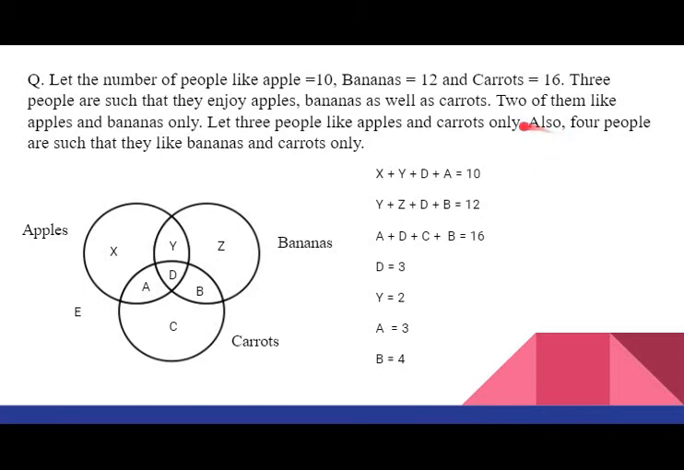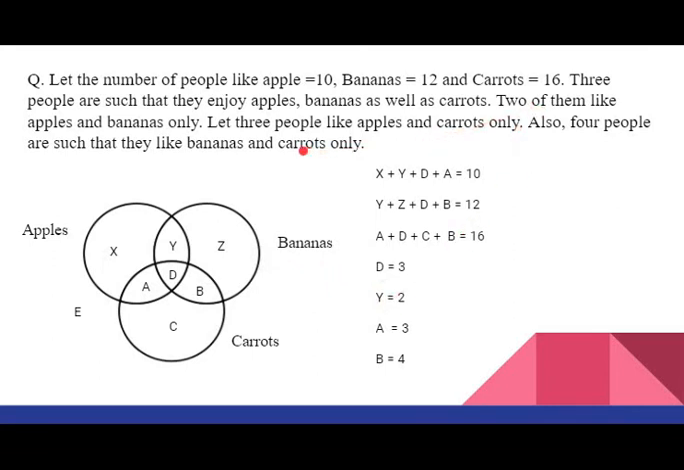The next condition they have given to make an equation is two of them like the apples and banana only. Now here the word only comes, so we have to be clear which region has to be selected. The y region in this Venn diagram represents the number of people who like the apple and banana only. If we take the y plus d region, then it will be the number of people who like the apples and banana. But the y region represents apple and banana only. So the value of y is equal to 2.